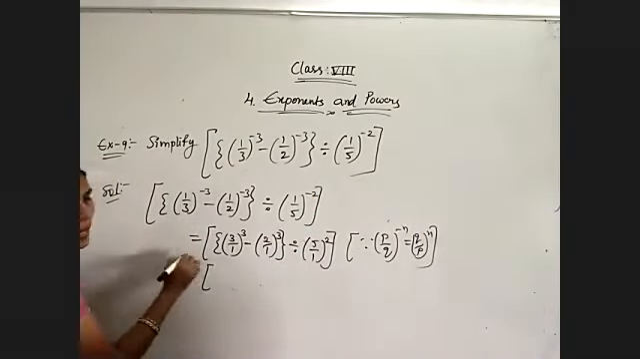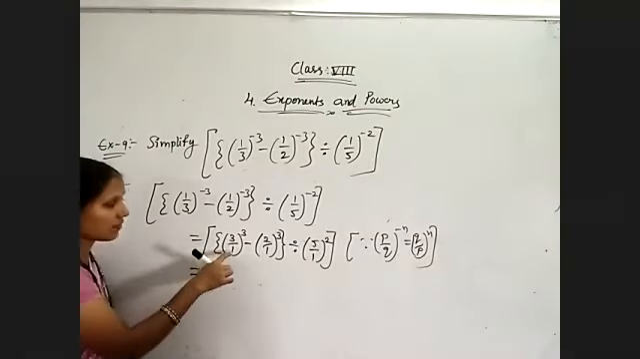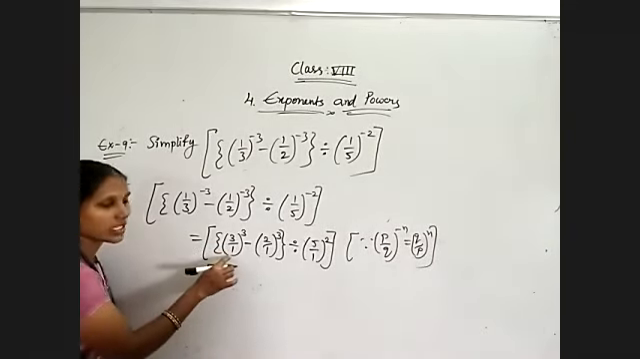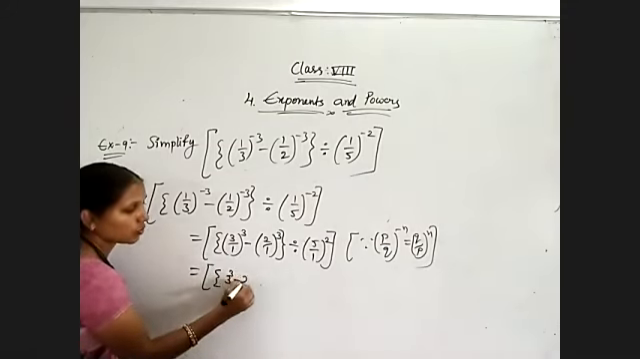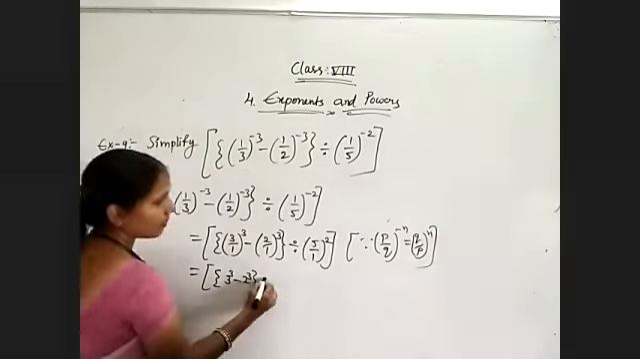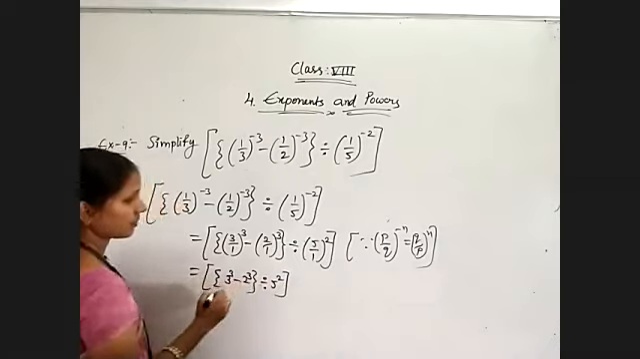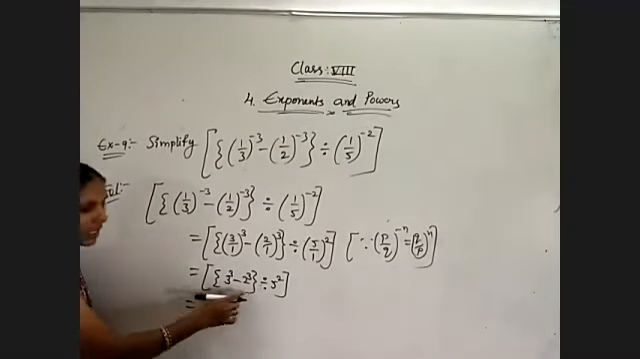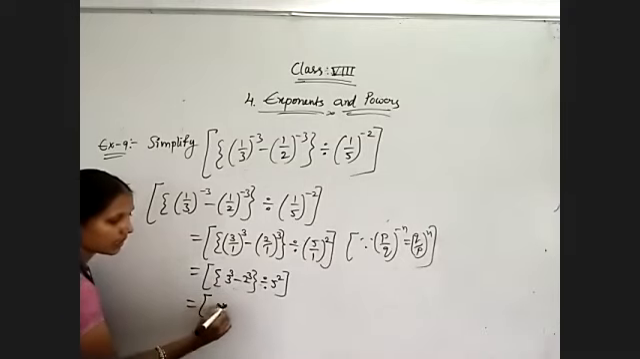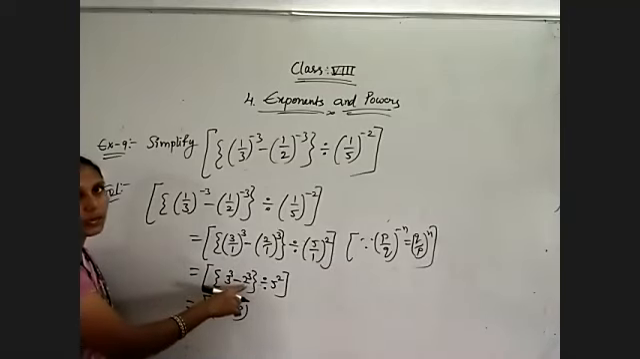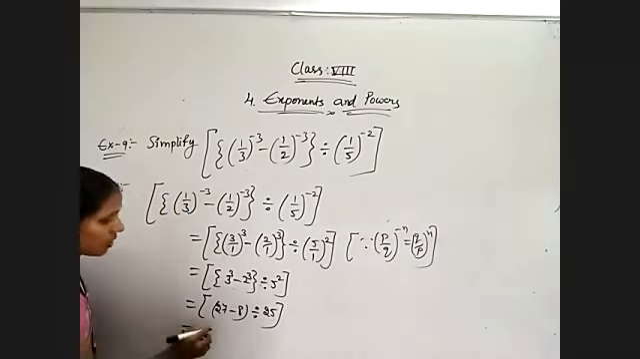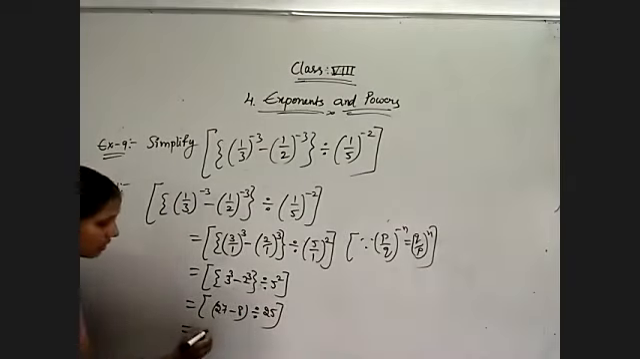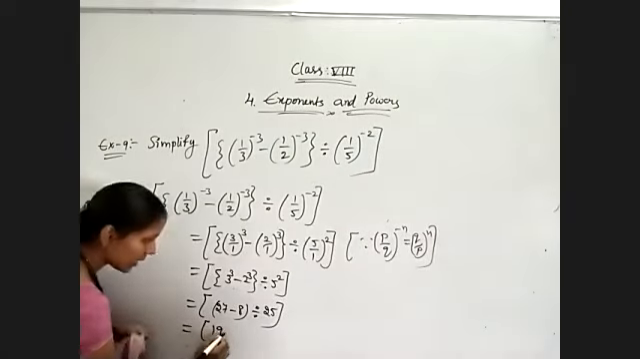So 3 by 1 is nothing but 3 itself, so no need to keep the bracket. That means one step is finished here; only one bracket is removed. 3 cube minus 2 cube, divided by 5 square. Now simplify the curved bracket. 3 cube is 27, minus 2 cube is 8. 3 3s are 9, 9 3s are 27. 2 cube: 2 2s are 4, 4 2s are 8. Divided by 5 square is 25. Now 27 minus 8 is 19. So 19 divided by 25.